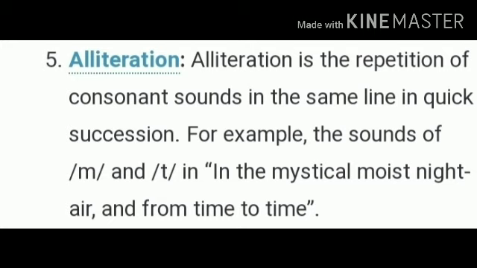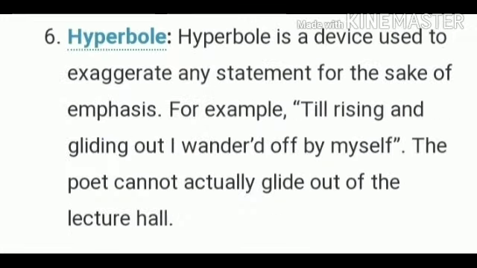That is alliteration. You can think of consonance as alliteration's close cousin because these two are closely related. These two are the repetition of consonant sounds in the same line. The difference is, alliteration is the repetition of consonant sound at the beginning of two or more words in the same line. But consonance is the repetition of consonant sound in the middle or at the end of the words in the same line. Hope you understand the difference between consonance and alliteration.